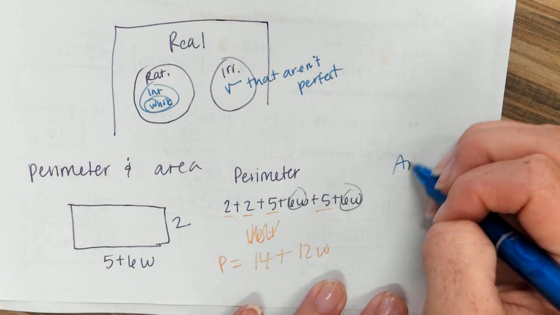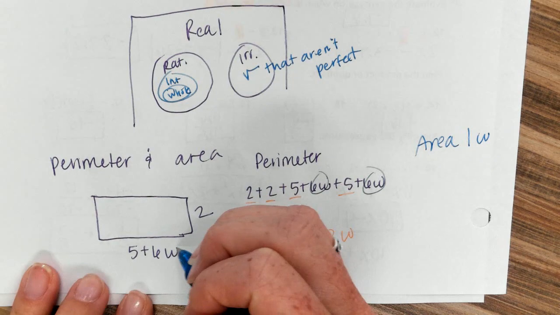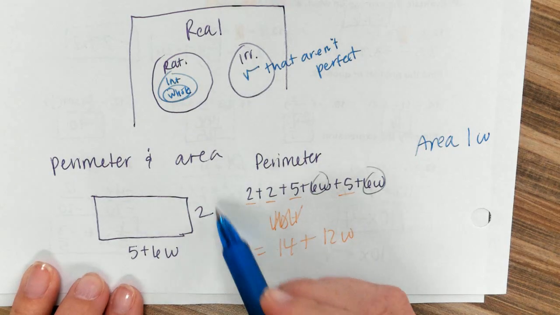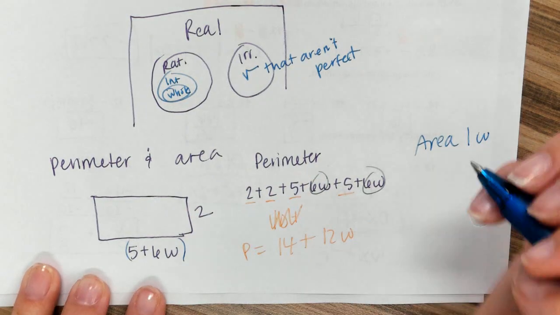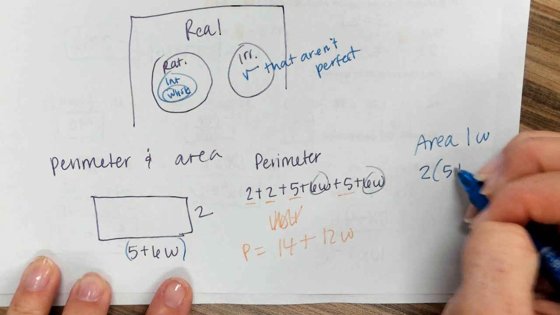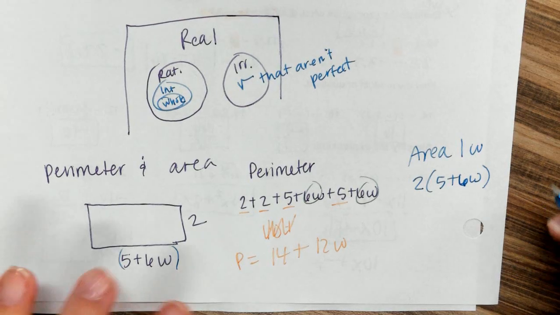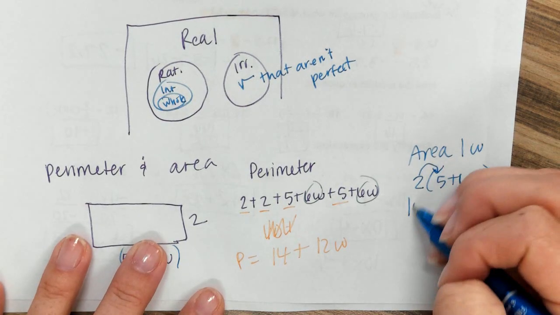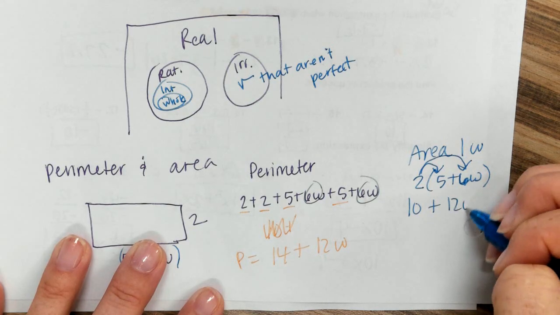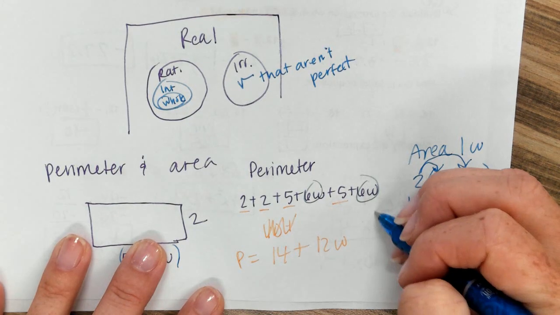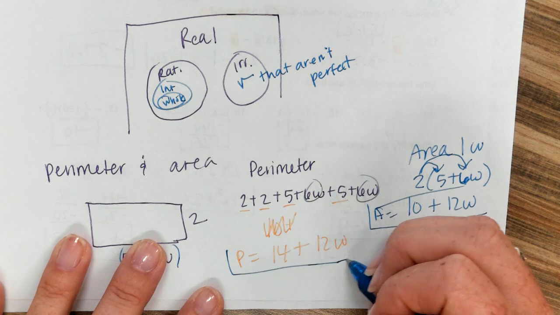And then the area would be found by doing length times width. Well, here's my length, here's my width. I need to multiply this by this whole thing. So I got to put this in parentheses. Do 2 times 5 plus 6w. That becomes distributive property. 2 times 5 is 10, plus 2 times 6w is 12w. There's nothing else I can do here. So I would say that's the area, that's the perimeter.